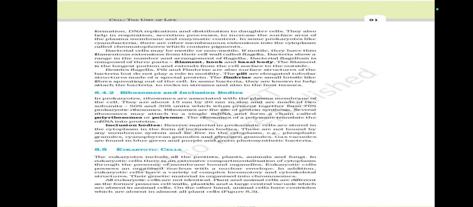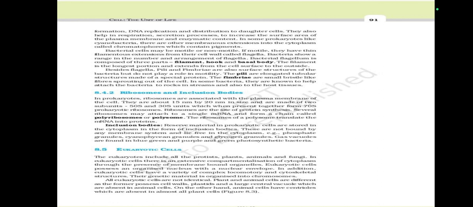Inclusion bodies. Reserve material in prokaryotic cells is stored in the cytoplasm in the form of inclusion bodies. These are not bound by any membrane. Examples are phosphate granules, cyanophycin granules, and glycogen granules. Gas vacuoles are found in blue-green and purple and green photosynthetic bacteria.